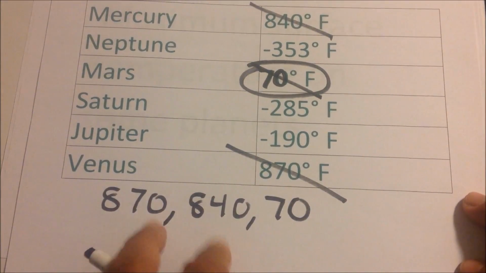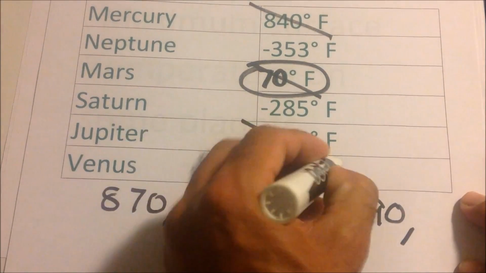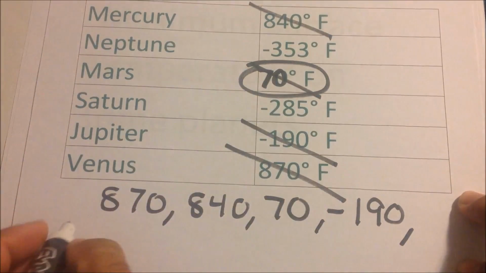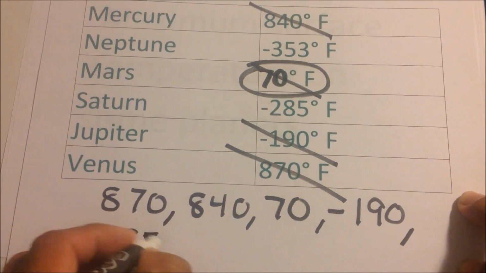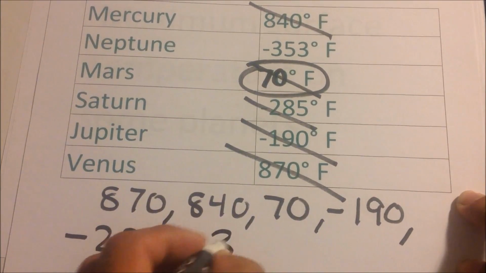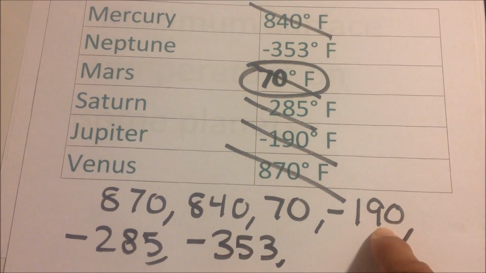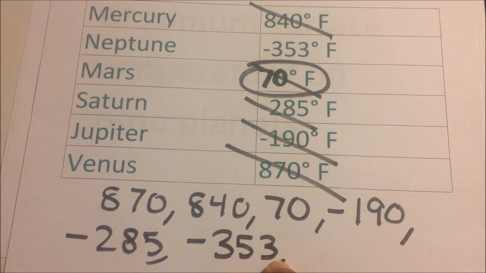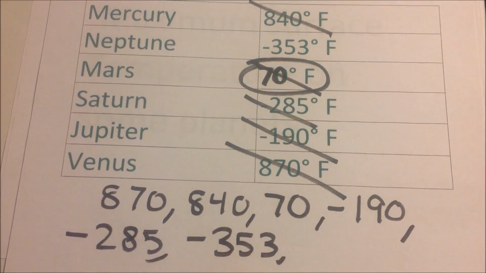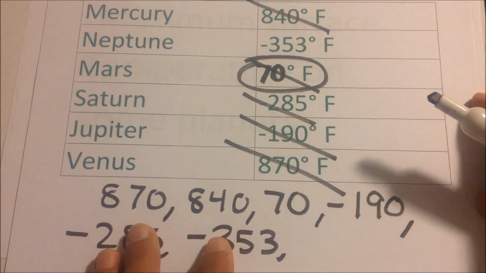And the next? Jupiter at negative 190. And always double check. And then we have Saturn at negative 285. And the last one is Neptune at negative 353. Right, so remember, negative 190 is a greater number than negative 353 and negative 285. So in the negative world, what appears to be a lower number is actually a greater number, a higher number.